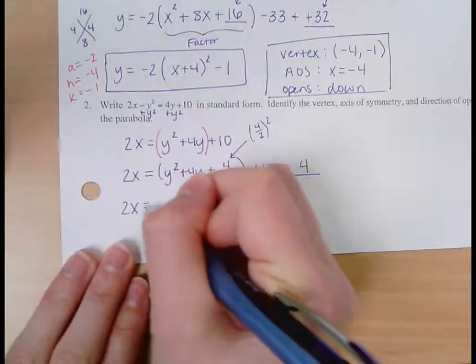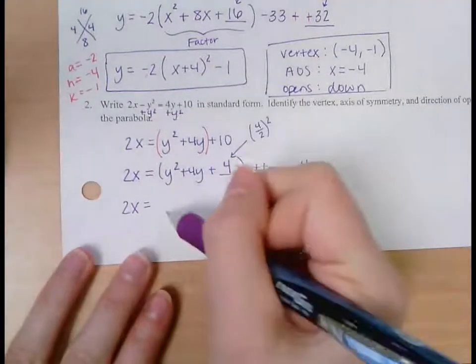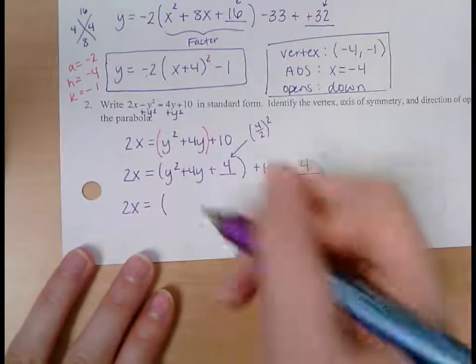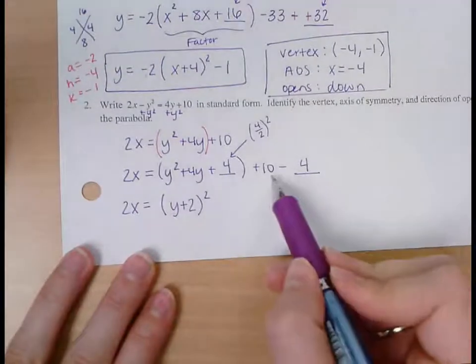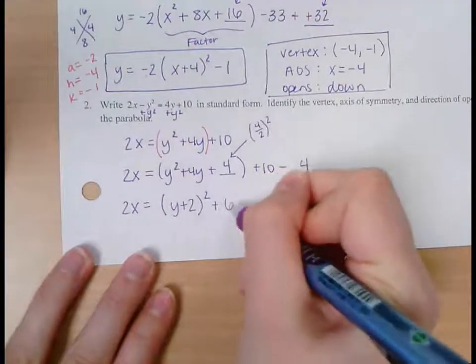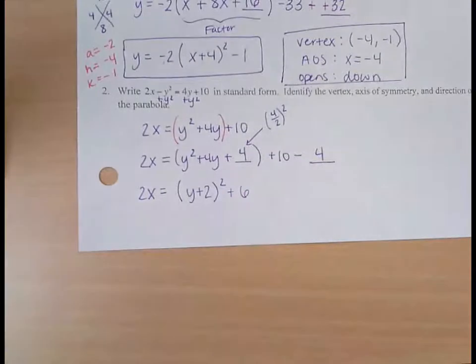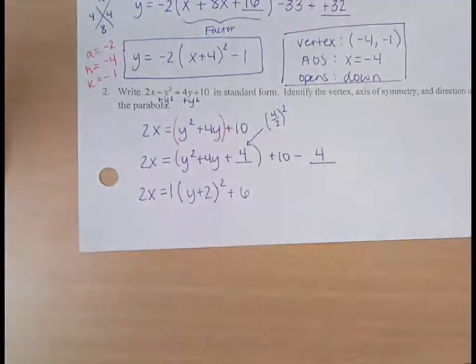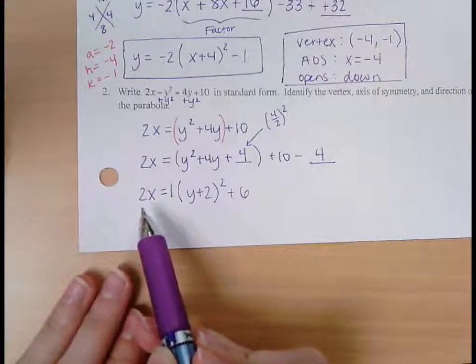So I have 2x equals y squared plus 4y plus 4. What will that be in factored form? Yep, y plus 2 quantity squared, and then 10 minus 4 would be a plus 6. So now the last thing I have to do, and right now there is a 1 in front of that y plus 2 quantity squared, is I can divide everything by 2 to get the x alone.